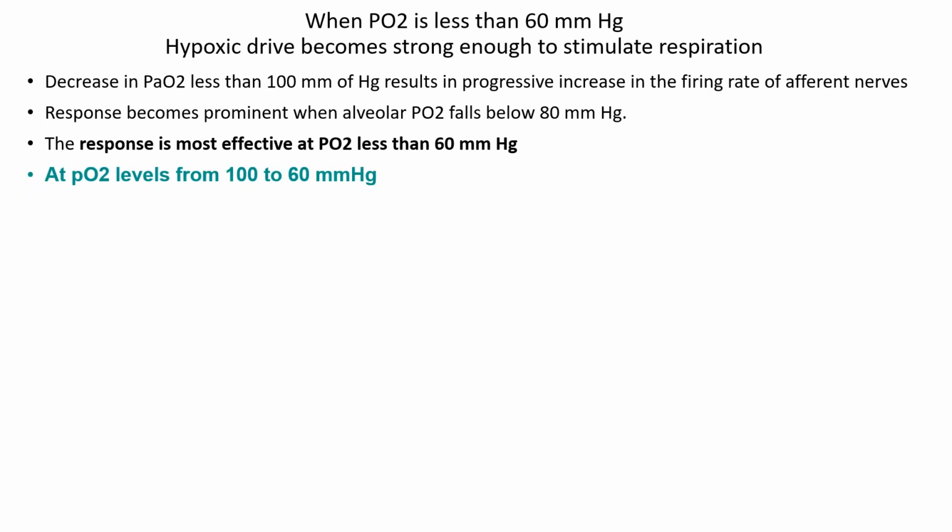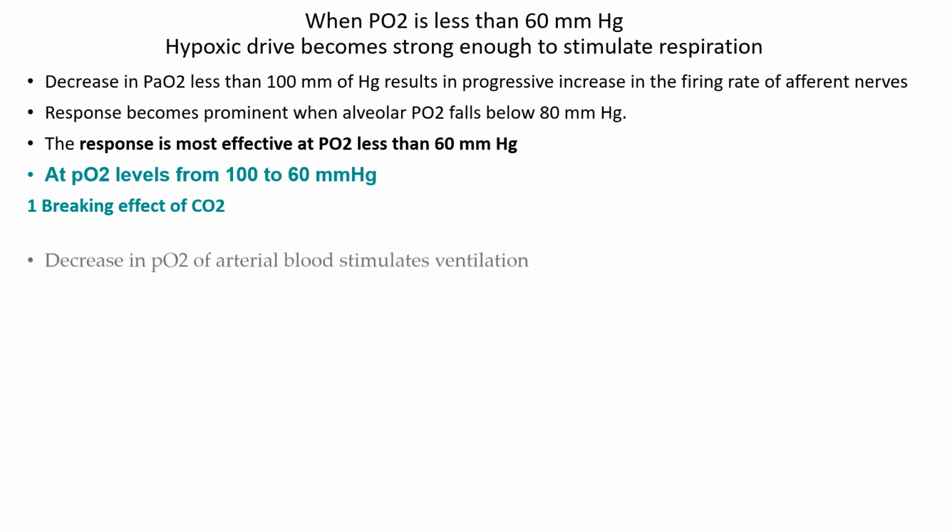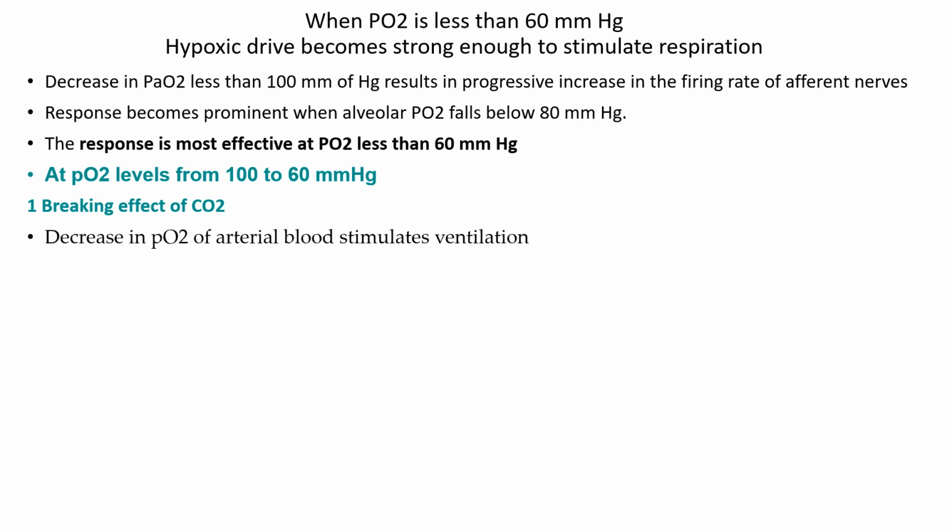There are two things happening. Why, between this partial pressure of oxygen of 100 to 60, is the respiratory hypoxic drive not enough to increase ventilation? The first is a braking effect of carbon dioxide. As we know, carbon dioxide is the most potent stimulator for the central chemoreceptor. When there is an increase in carbon dioxide, the central chemoreceptor gets stimulated by the H plus ion.